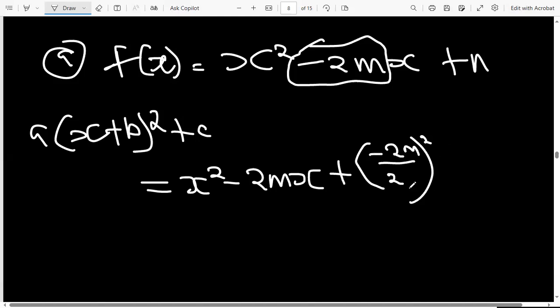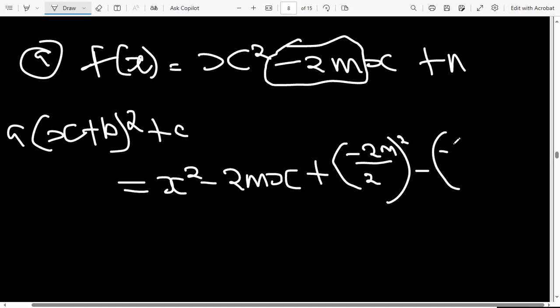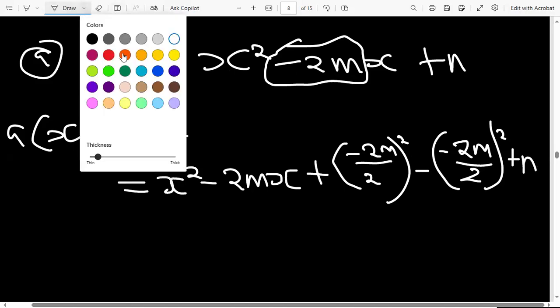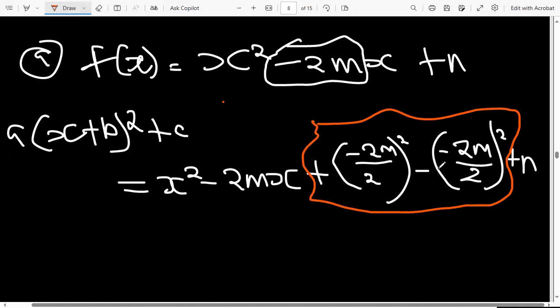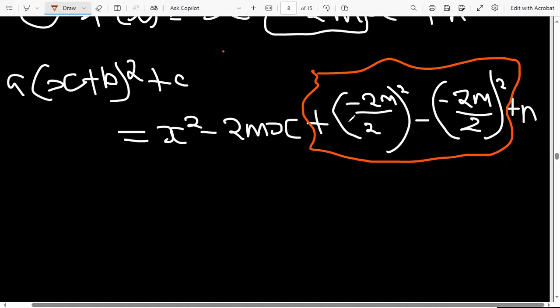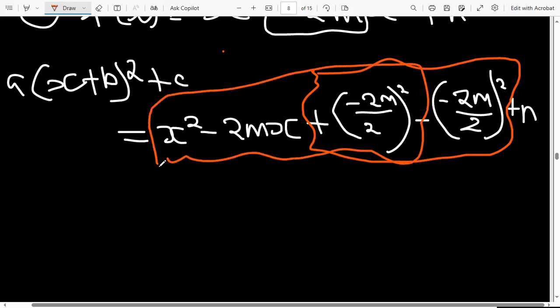What do we do from here? We write minus and then we write the same thing that we've written here. So (2m over 2) squared, and then finally plus n. You realize that what we've done here is create what we call a special zero. It's the same term but with a different sign, so when we add them, we get 0. This special zero makes it possible for these three terms here to form what we call a perfect square.